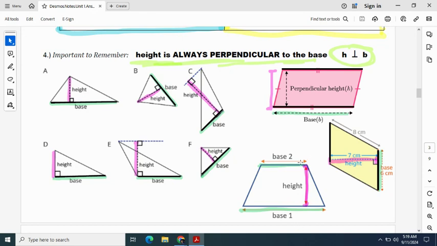And if you're ever confused looking at a trapezoid about which one's the base, it's the two sides that are parallel to each other. So these two are not parallel. These two lines would eventually intersect. They can't be the base. The bases have to be parallel to each other.